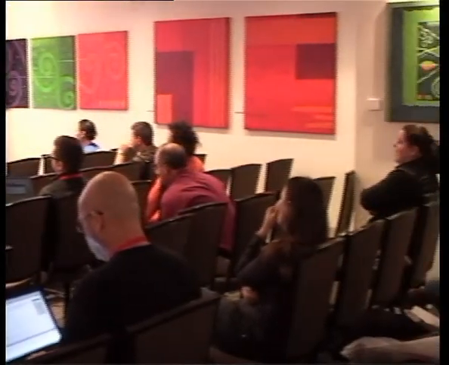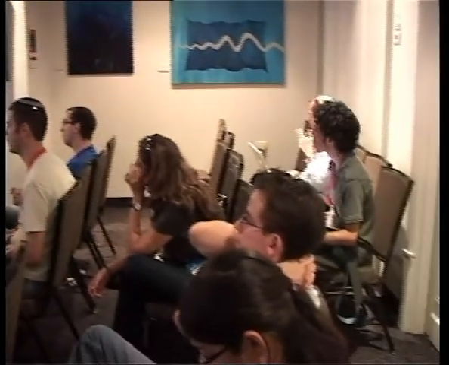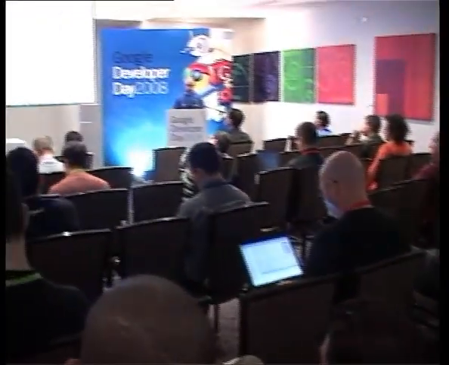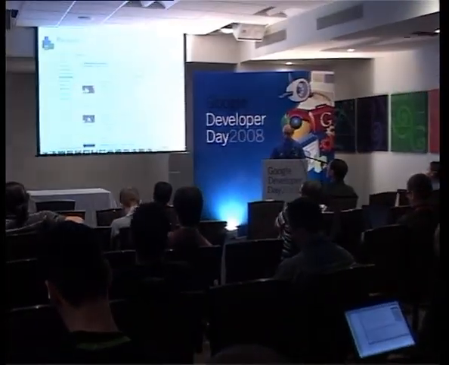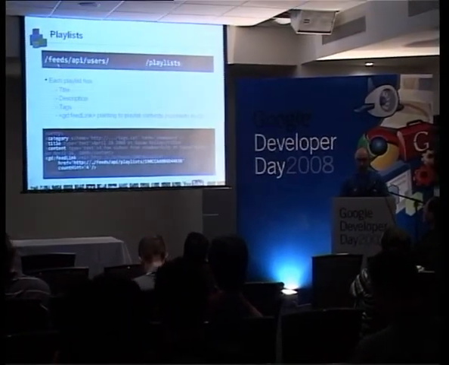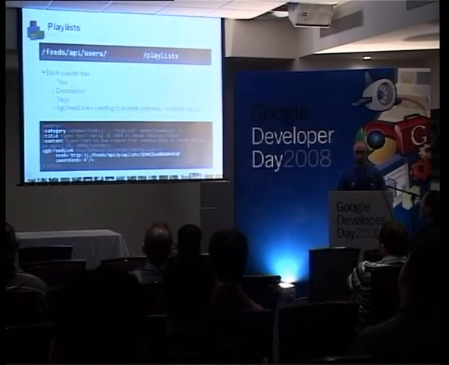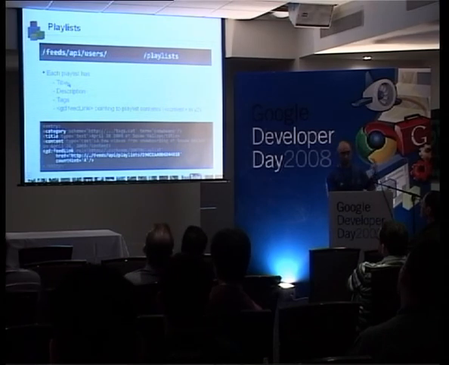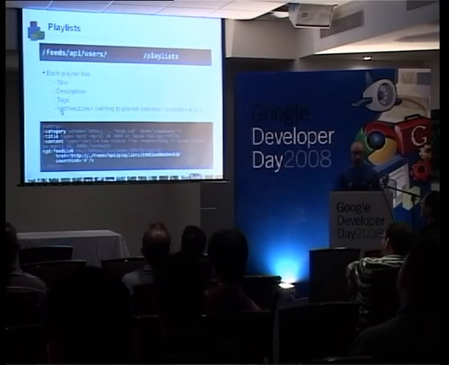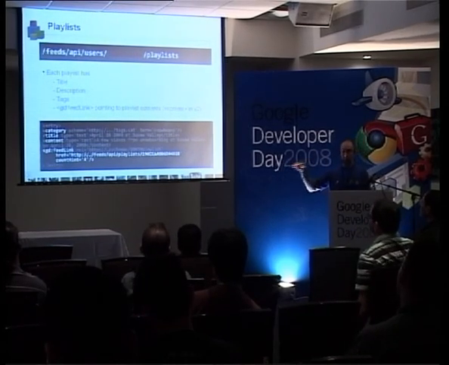Right, so all these were for the video feeds. Now, if you want to look at information related to users, these are the users' feeds. So this is the page of a user here. You can see the playlist of a user. This is how you would do it for the playlist: feeds, API, users, the username, /playlist. And then you will retrieve the title, the description, different tags, and then you will have a feed link, which points to the content of each playlist.